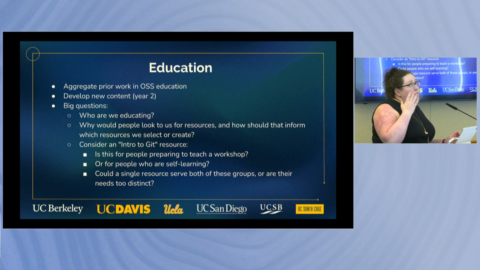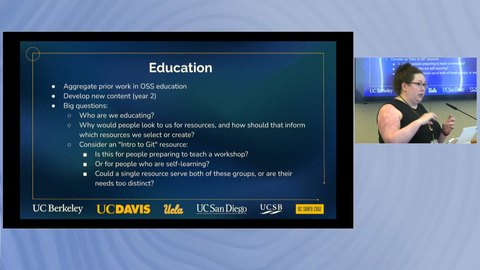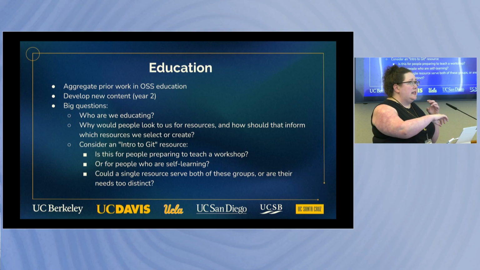So if we had an intro to Git resource, for example, we have to think about whether that resource is intended for people who are preparing to teach a workshop versus people who are self-learning. And could a single resource serve both of these groups, or are their needs distinct, and there really need to be separate ones?